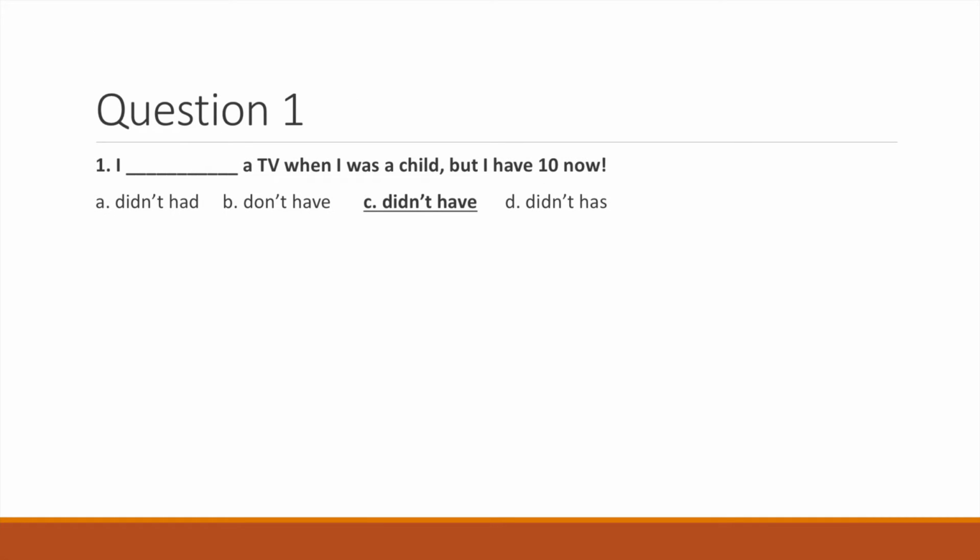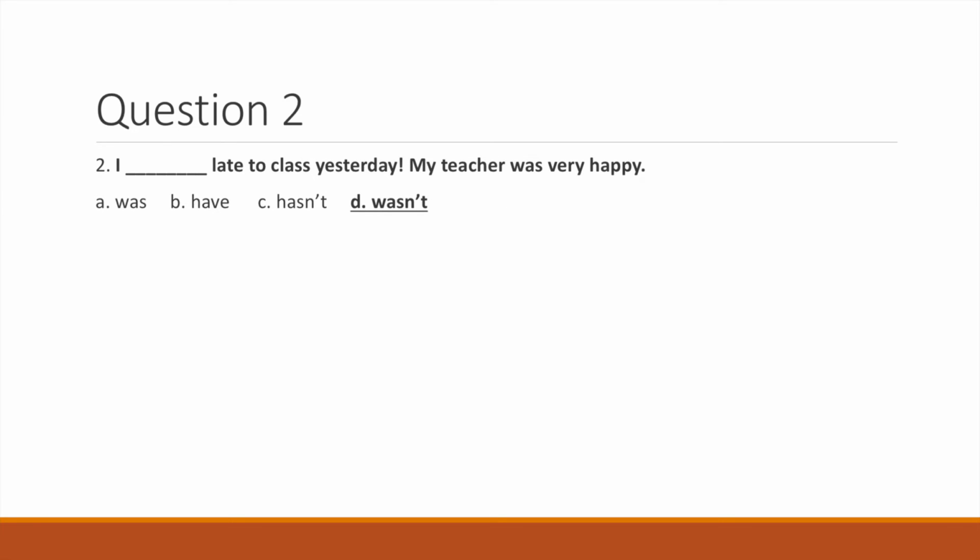Welcome back. Question 1. I blank a TV when I was a child, but I have 10 now. Again, we know when I was a child tells me we're talking about the past, but tells me that the idea is different than the second sentence, so we should use the negative. Therefore, C, didn't have, is the correct answer.